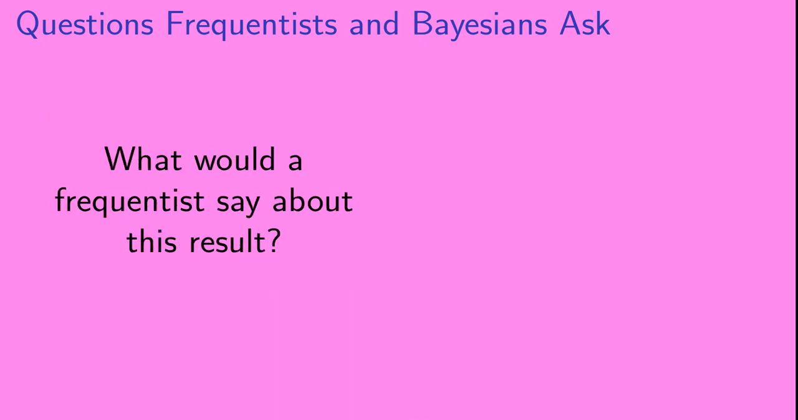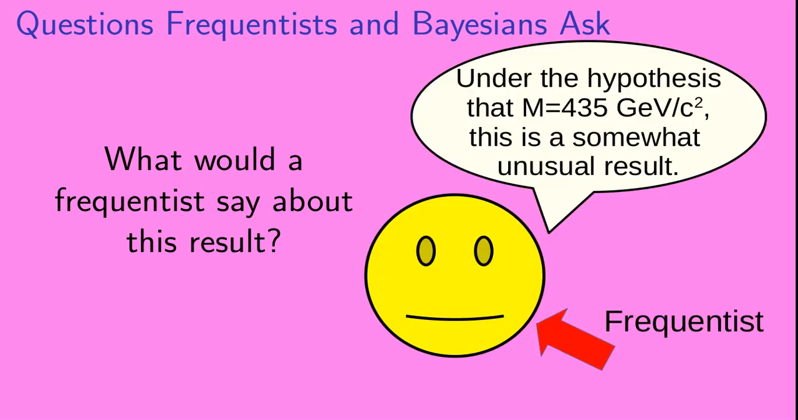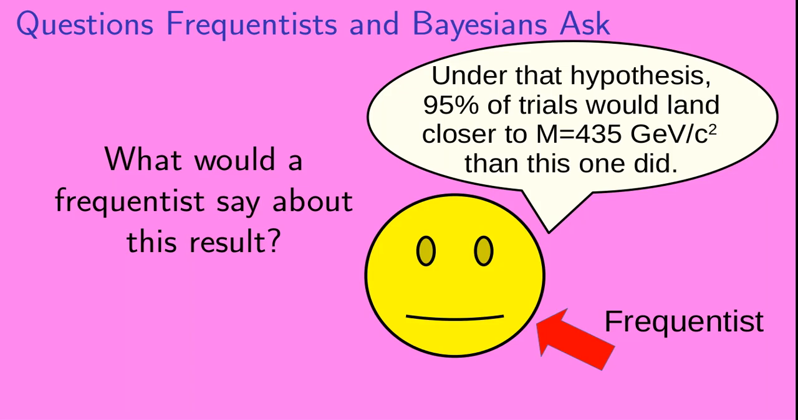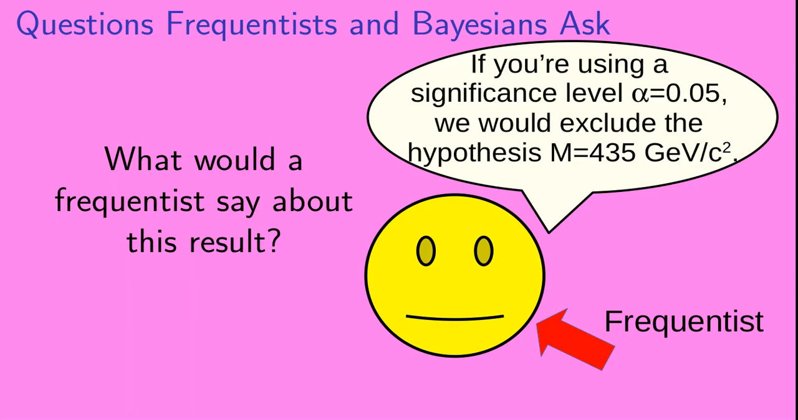So what would a frequentist say about this? They would say that under the hypothesis that the mass is 435 GeV/c², this is a somewhat unusual result. Under that hypothesis, 95% of trials would land closer to 435 GeV/c² than this one did. If you're using a significance level alpha equal to 0.05, then we would exclude the hypothesis that the mass equals 435 GeV/c².